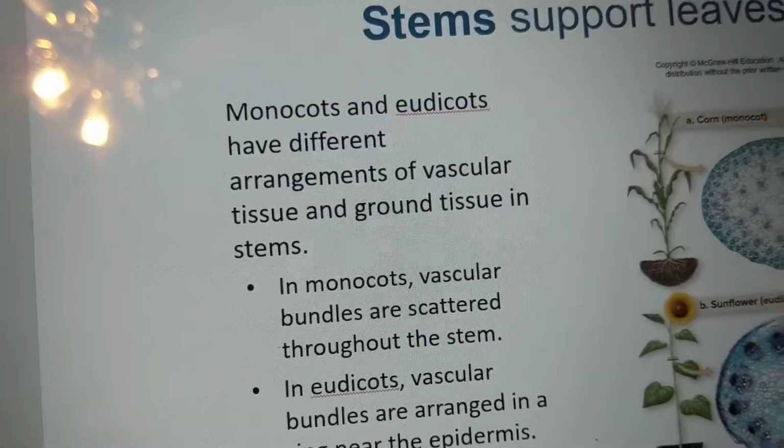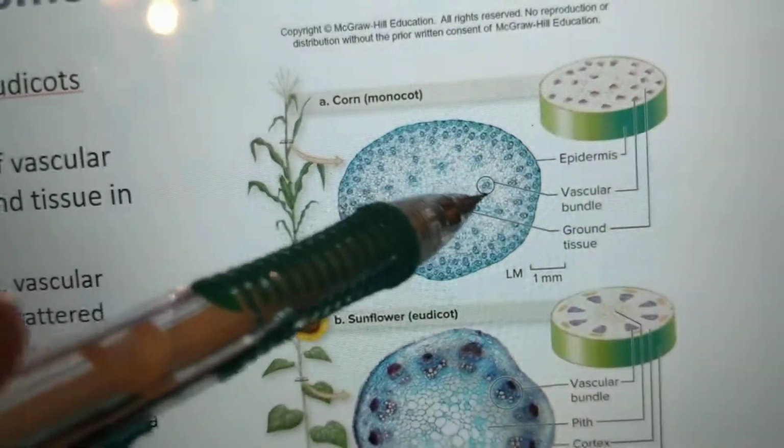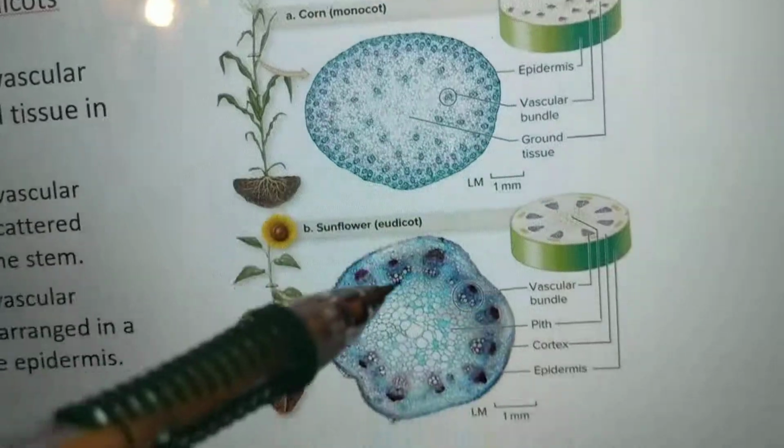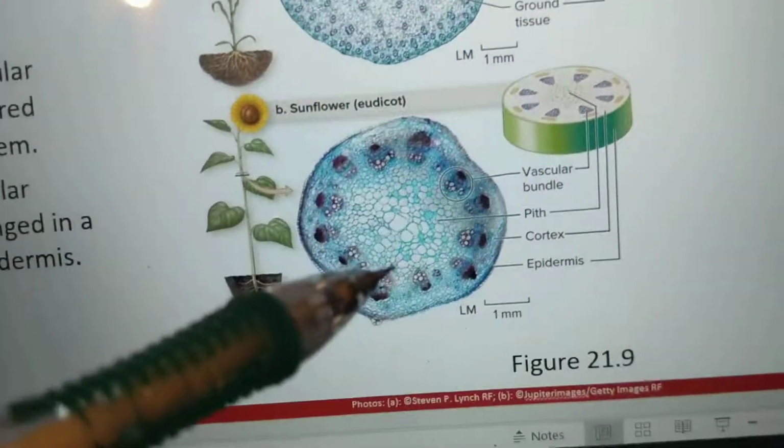Monocots and dicots have different arrangements of vascular tissue. I've already gone over that. So at the stem, the monocots, they're all over the place, scattered. Dicots, they're in a perfect ring. Alright?